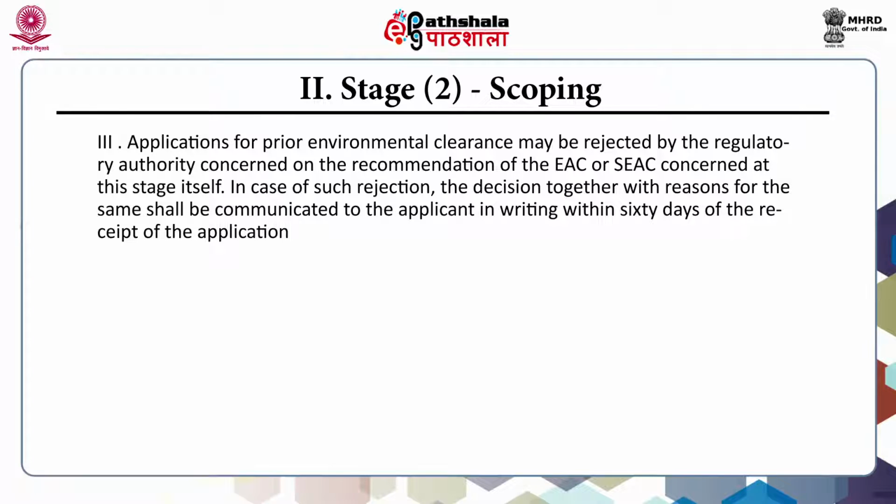Applications for prior environmental clearance may be rejected by the regulatory authority concerned on the recommendations of the EAC or SEAC concerned at this stage itself. In case of such rejection, the decision together with reasons for the same shall be communicated to the applicant in writing within 60 days of the receipt of the application.